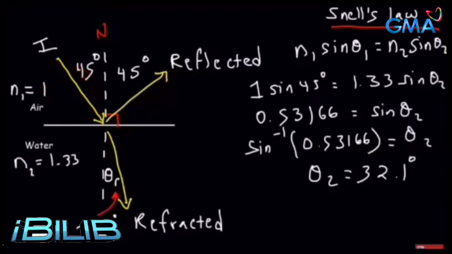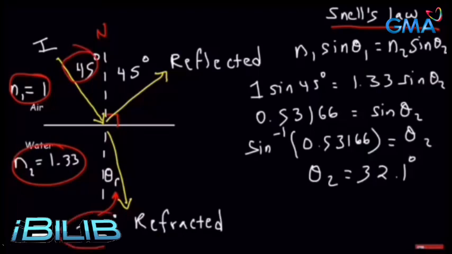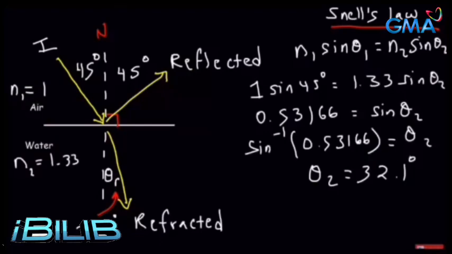So notice that as the incident ray moves from a material with a low index of refraction to a material with a higher index of refraction, the ray bends closer to the normal line. The angle decreased from 45 to 32.1. Now the reverse is true. If the incident ray traveled from a material with a high index of refraction to a material with a low index of refraction, the angle is going to increase. And so it's going to bend away from the normal line as opposed to toward the normal line.